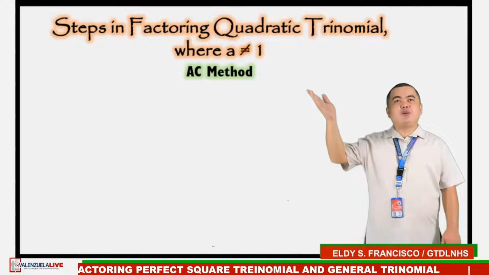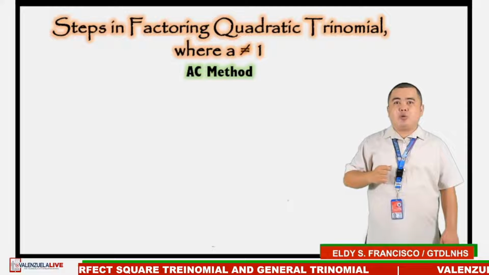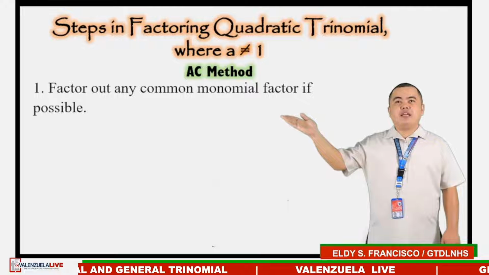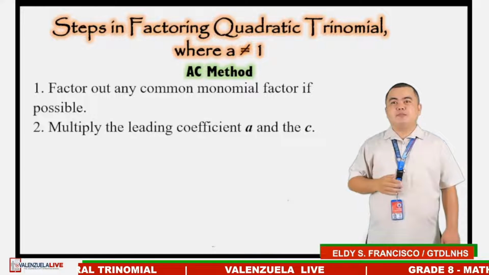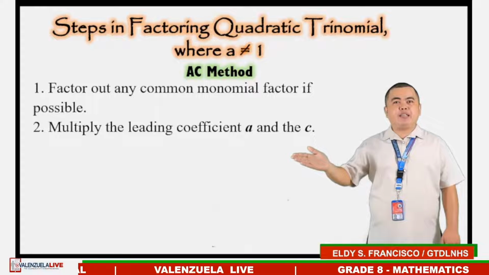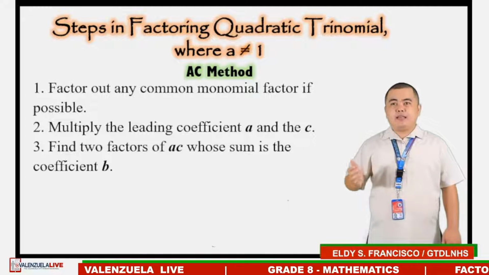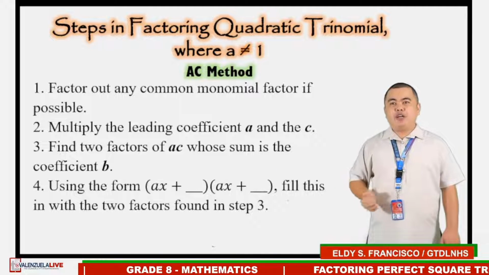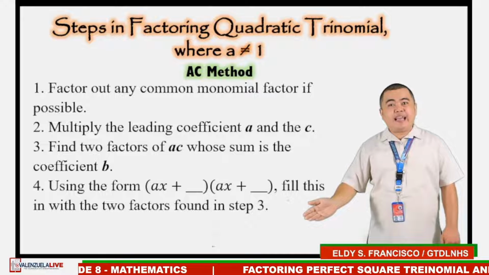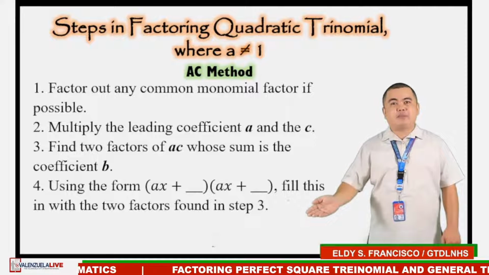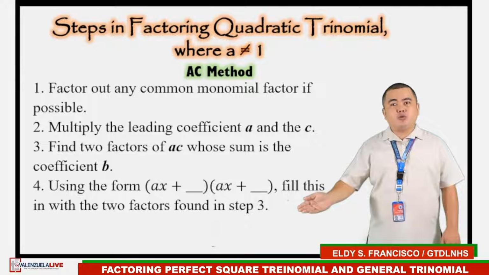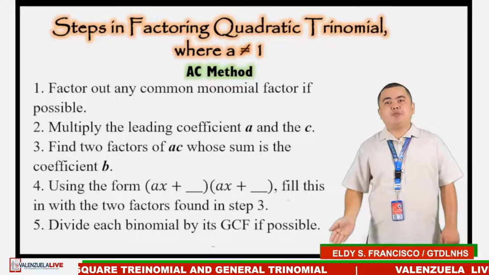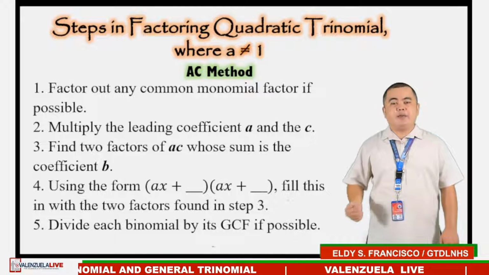So here are the steps in factoring quadratic trinomials where a is not equal to 1 using the AC method. Step 1, factor out any common monomial factor if possible. 2, multiply the leading coefficient a and the c. 3, find the factors of ac whose sum is the coefficient b. 4, using the form quantity ax plus blank times quantity ax plus blank, fill this in with the two factors found in step 3. And 5, divide each binomial by its GCF if possible.